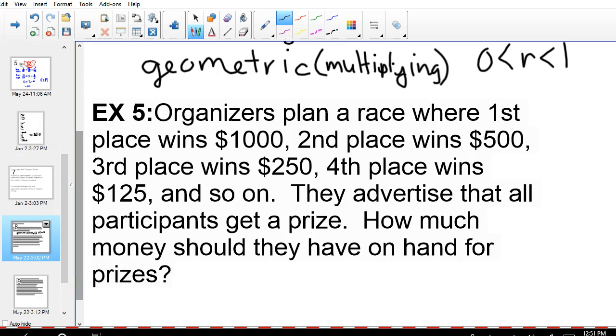We're going to have first place get $1,000, second place get $500, third place get $250, fourth place get $125, and so on. We're going to follow that pattern for all the places in our race. Okay? And everybody gets a prize.